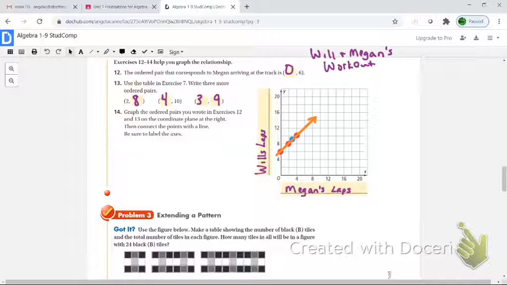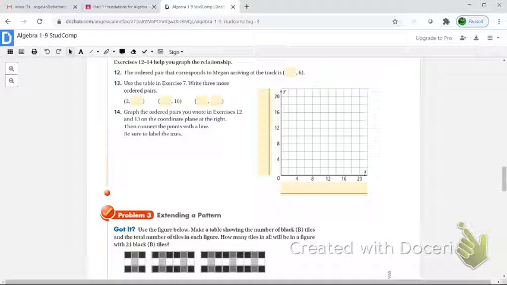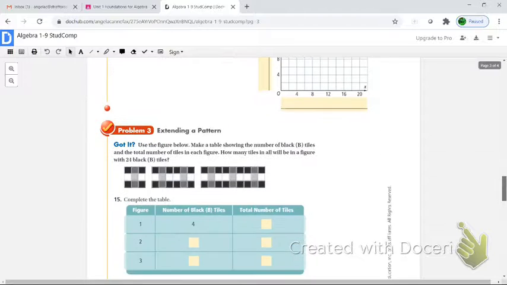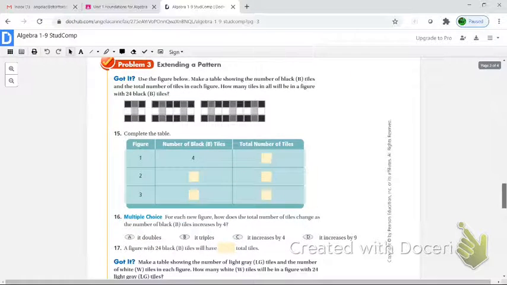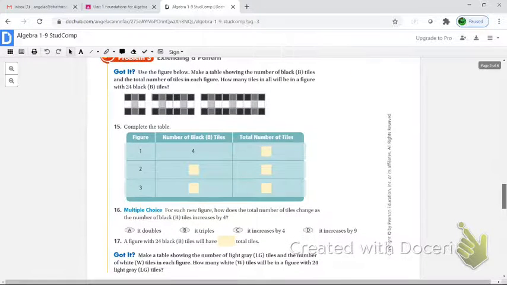Now we're going to look at another pattern. So for this problem, it says extending the pattern. It says use the figure below and make a table showing the number of black tiles and the total number of tiles in each figure. How many tiles in all will be in a figure with 24 black tiles?